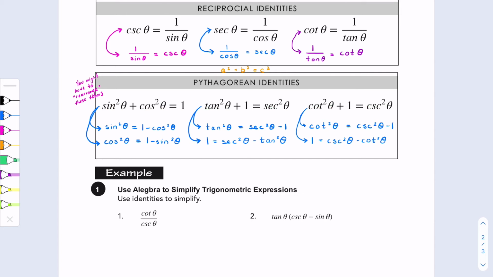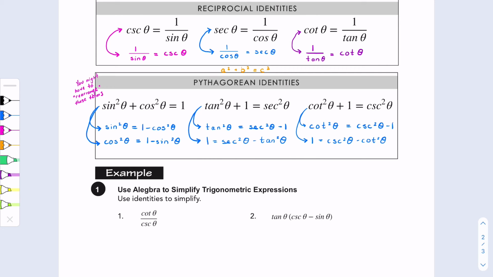Okay, so the only examples that we're going to go over today is kind of working us into getting used to what the identities are and how to replace things with their identities. Next class, we will be proving things that equal each other. For now, let's take a look at example 1.